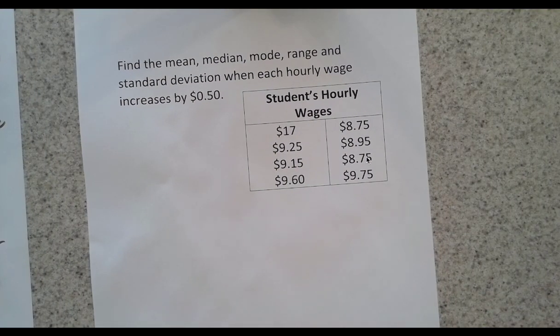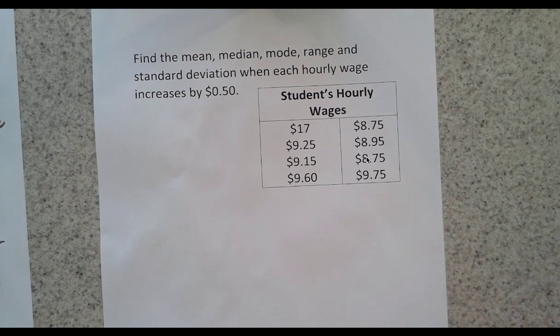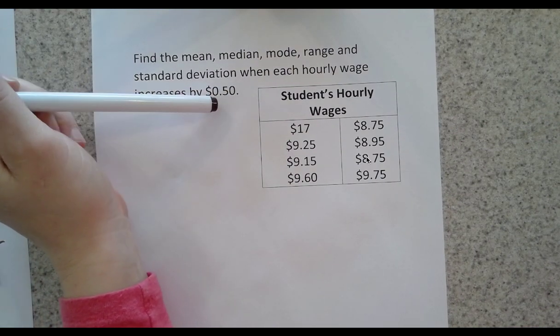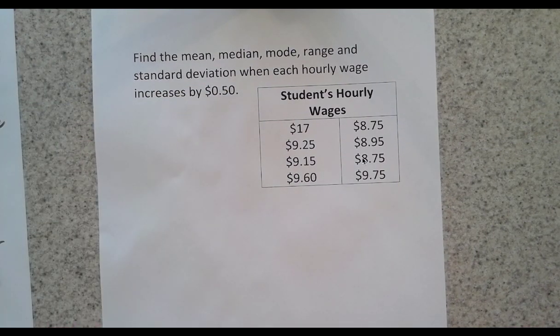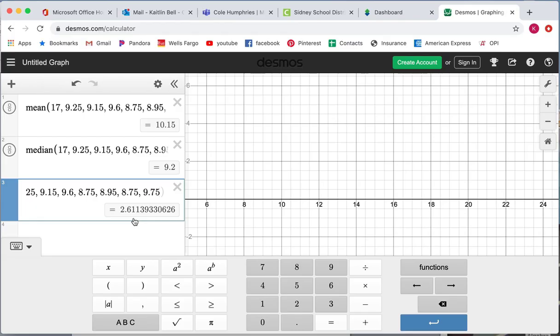To close this lesson, we're going to do one more problem here. Find the mean, median, mode, range, and standard deviation when each hourly wage increases by 50 cents. Okay, so here's my data. And the way I'm going to do this is by finding the mean, median, mode, range, and standard deviation of the data, and then going back and adding this 50 cents to my answers. Okay, so again, I'm going to use Desmos to do this work. About 2.6 rounded.